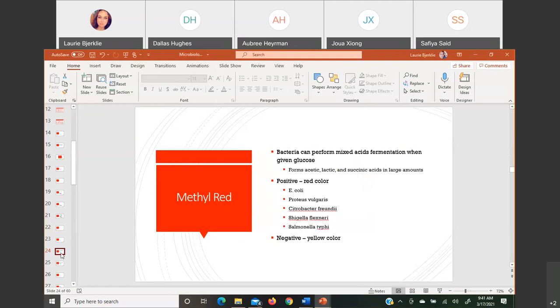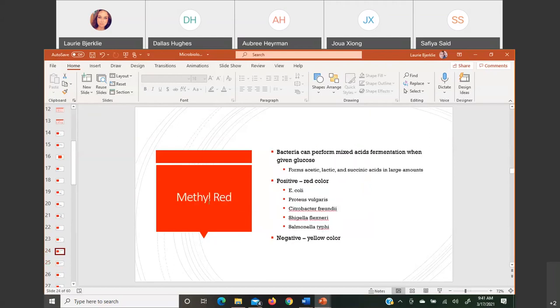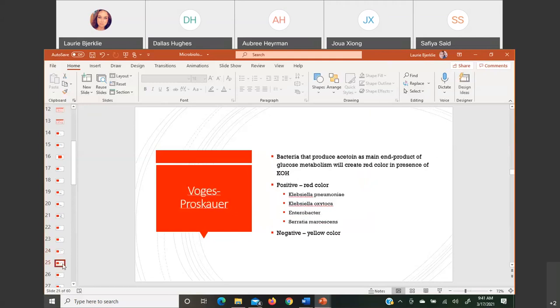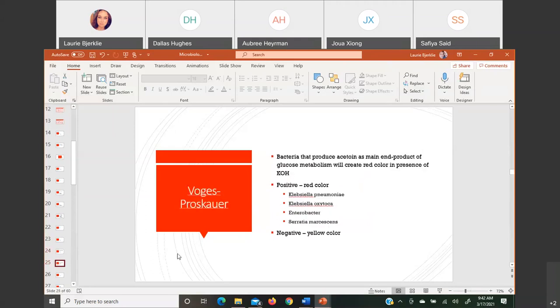Now, VP, Voges-Proskauer. If your bacteria can do this, you can produce what we call acetoin when given glucose. The nice thing is, if a bacteria is methyl red positive, making all these acids when given glucose, it cannot do Voges-Proskauer. If it can do Voges-Proskauer, it cannot do methyl red. They have to be one or the other, because when they're given glucose, it depends on what they make in the end. The methyl red bacteria make all these acids. The Voges-Proskauer bacteria make acetoin. So it's one or the other, it's not both.